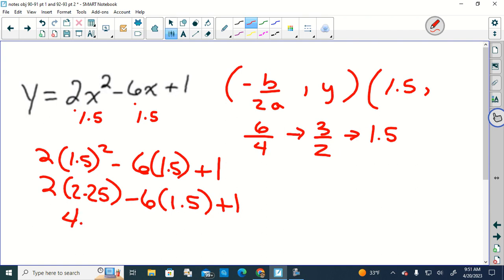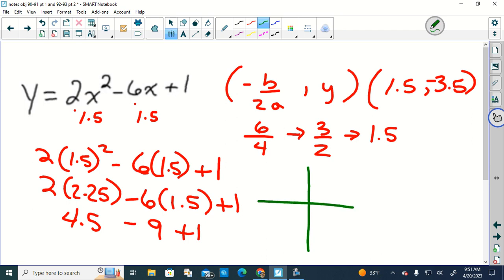Okay, so multiplying those two would give you 4.5, and then minus 9 plus 1, and then going left to right, you're going to wind up with negative 3.5. So when I go to graph it, I'm going to go over 1.5, so here's 1, here's 2, so I'm going to go halfway in between. And then I'm going to go down 3.5, so 1, 2, 3, there's 4, so halfway in between. This is right there. Okay, so that is my vertex.